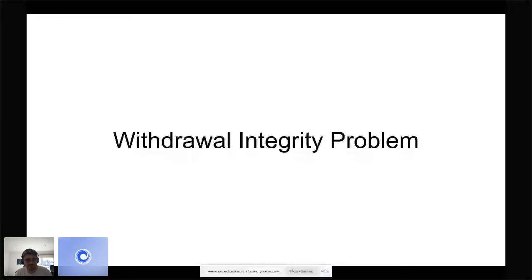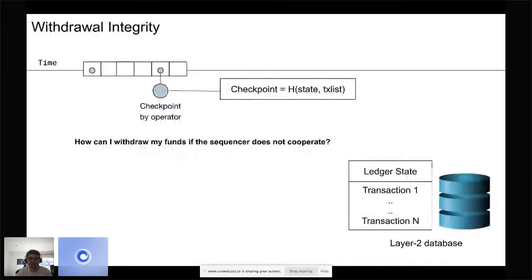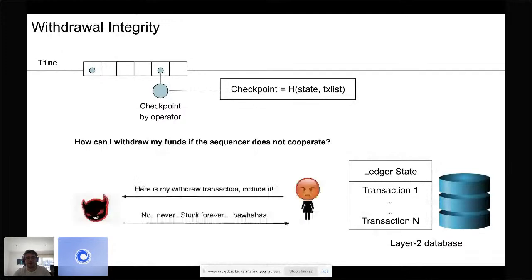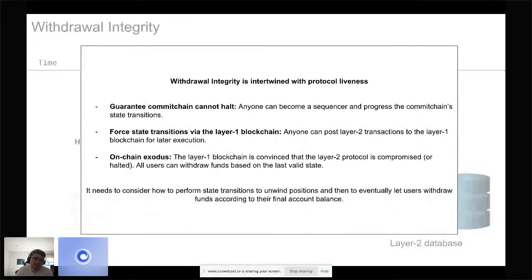So the next question is the withdrawal integrity problem. The question is, how can I withdraw my funds if the sequencer does not cooperate? Basically, Alice will say, sequencer, here's my withdrawal transaction, please include it. The sequencer will reply and say, nope, never, your funds are stuck forever. If the sequencer is being nasty and doesn't let you process your withdrawal transaction, how can you get your funds back out?